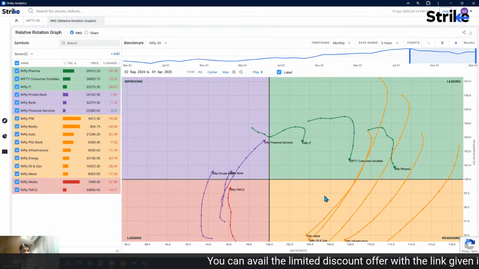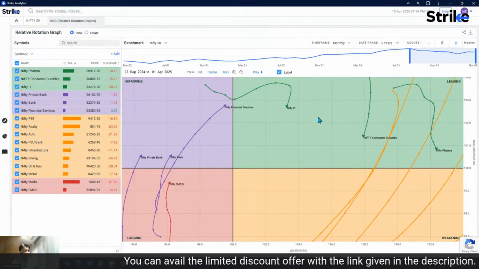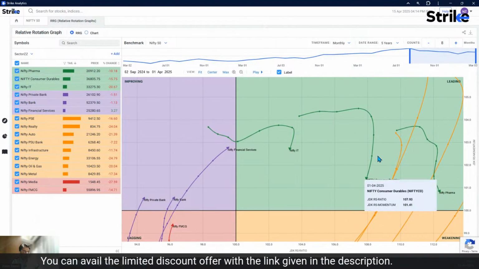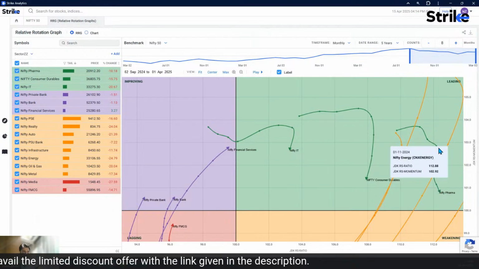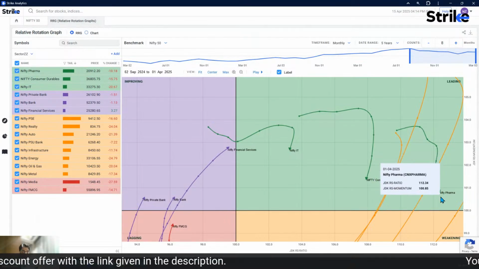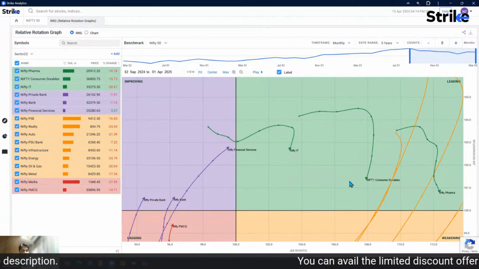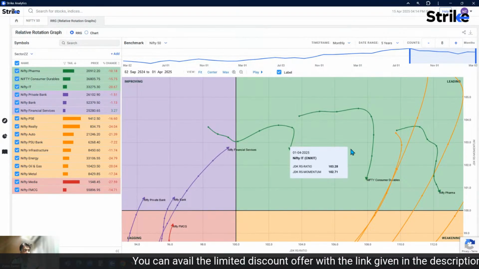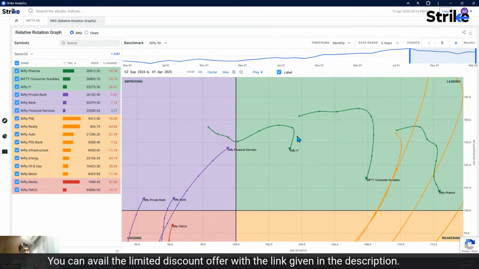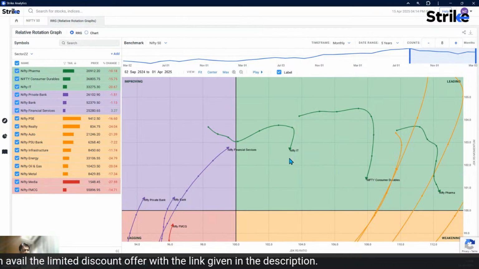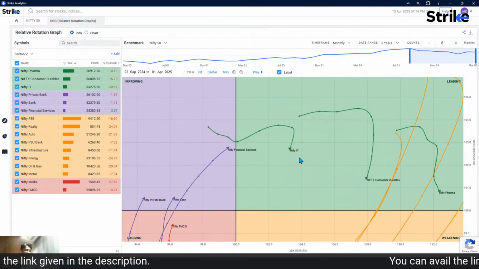If I have IT counters, IT has now dropped down. Consumer durables is dropping down. The momentum of pharma is also dropping down. So these would be places where I would like to book some partial profits, but not all the profits. Why? Because they are still in the leading quadrant. It could so happen that their short-term momentum is just dropping down. They are trying to take some rest, and it may again bounce back.